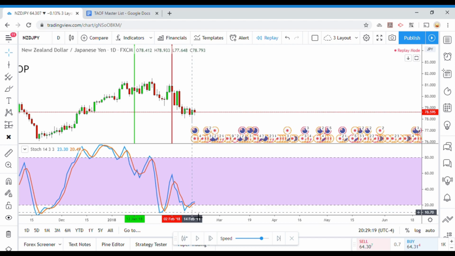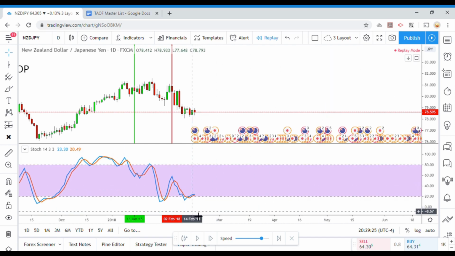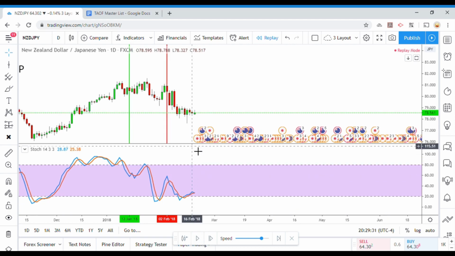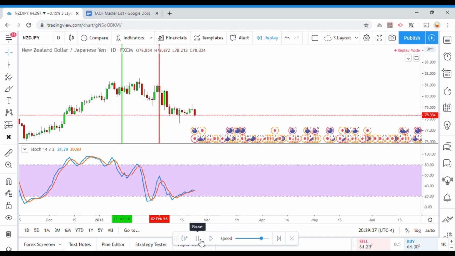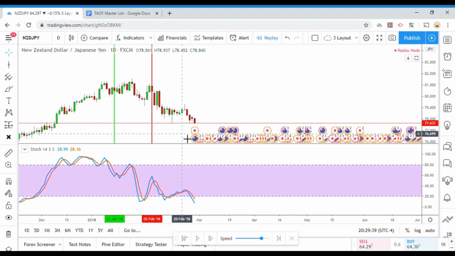So it does look like both of them came out there. Can't say for certain if that was the cross, but this one definitely was here. So the next candle would be our entry. So we would enter on this one to go long. Let's see what happens. I don't think that hit our 90.